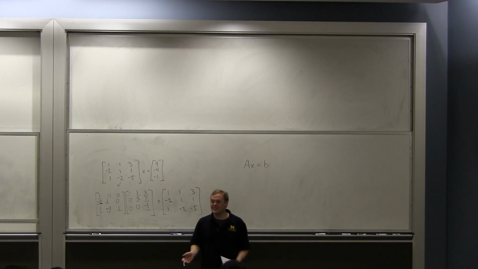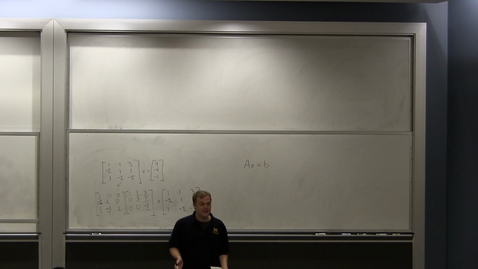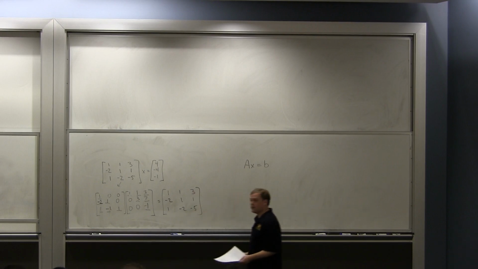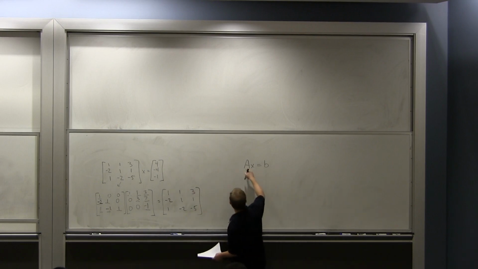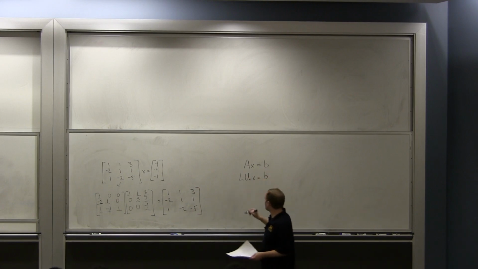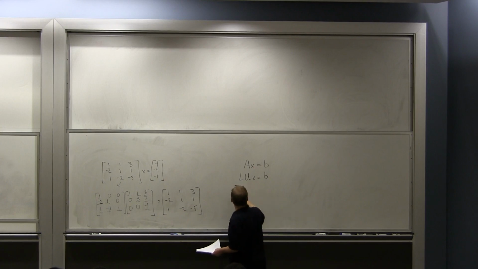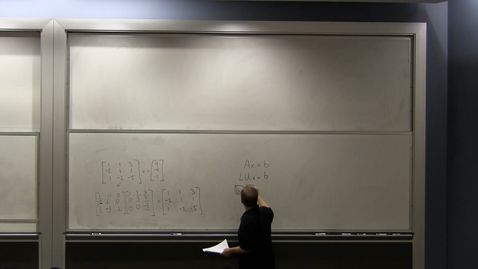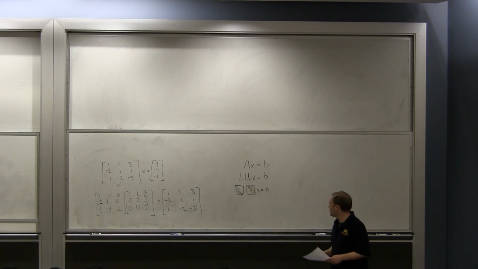We've gone through this process of factoring A into L times U. That's great, but what does that actually buy us? Our goal, after all, was to solve Ax equals b. So here we are. We just factored A as LU x equals b. Now, I'm going to switch to drawing these matrices. Here is L. Here is U x equals b.